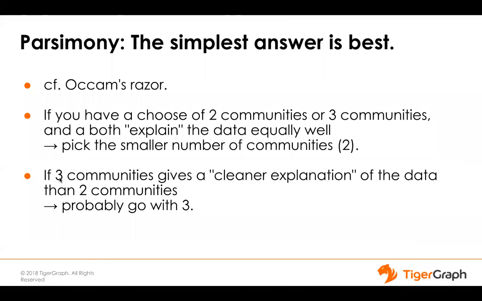Similarly, in another case, if 3 communities will give you a cleaner explanation versus 2 communities, then go with the 3. You're looking for what seems to give you the simplest and best explanation of the overall result. So that's a classic problem in optimization.